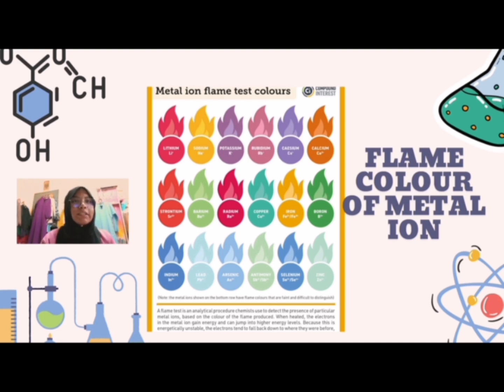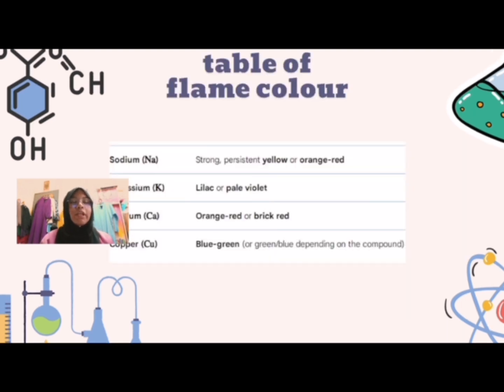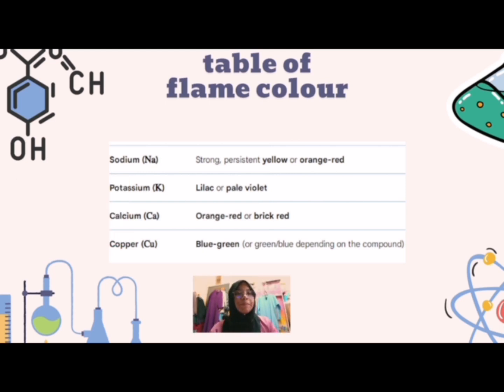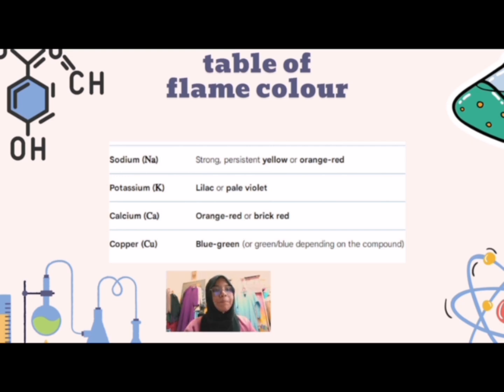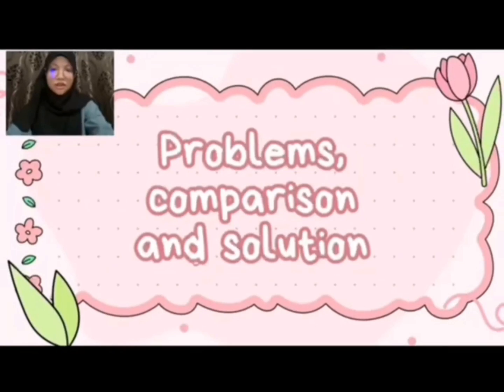So as you can see, the flame color of the metal ion that I have inserted there may be due to atomic structure, or the number of electrons and their energy level. So that's all for part 3, which is the flame test principle. Next we move on to part 4, to talk about problems, comparison, and solution.